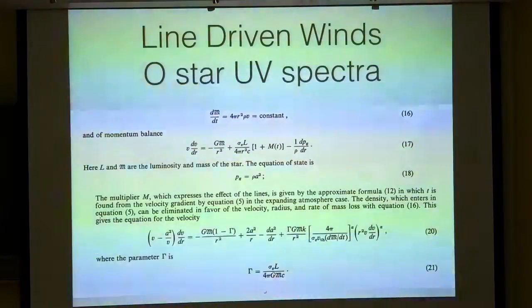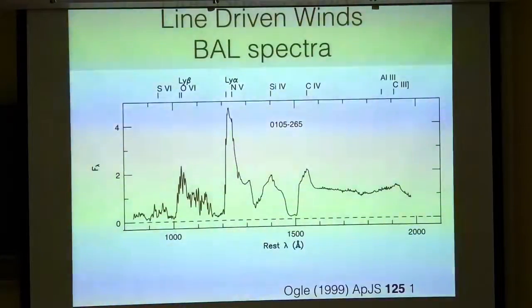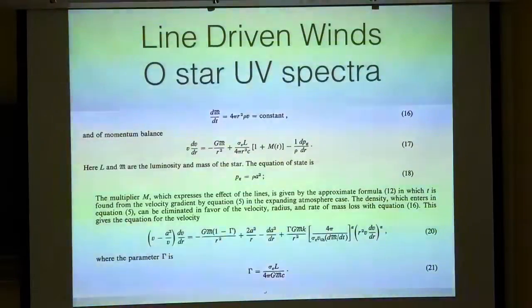So what this paper, Castor, Abbott, and Klein, does is solve that equation. They show it here. If you plug this stuff in and use this expression that they have for the line force, they use this equation to eliminate rho, and then the integration looks like this. For people who work on the solar wind, this part should look familiar. There ought to be something like a sonic point in this one. That's gravity, and now they've subtracted off the part due to electron scattering. They've expanded out this gradient, and there's explicitly that V dV/dr term.